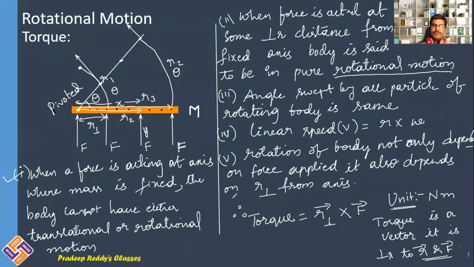Just like in translational motion force brings displacement of the body, in the same way in rotational motion torque brings rotation for the object. Therefore torque is analogous to force acting in translatory motion.